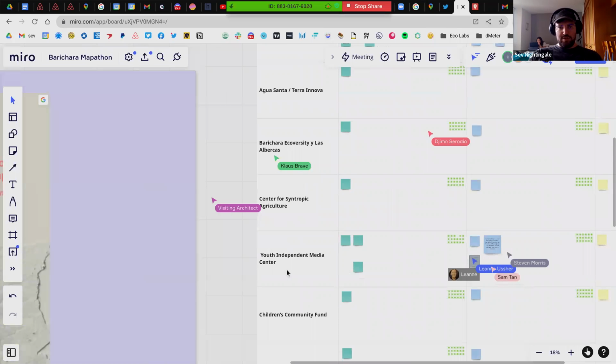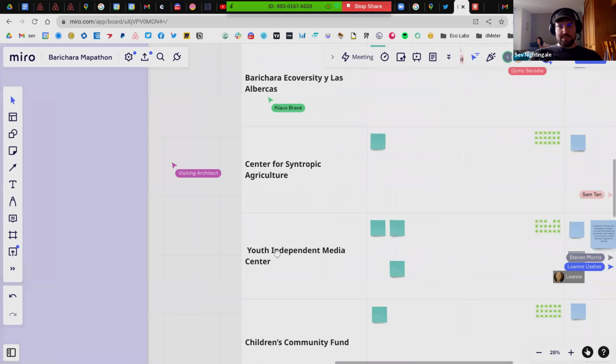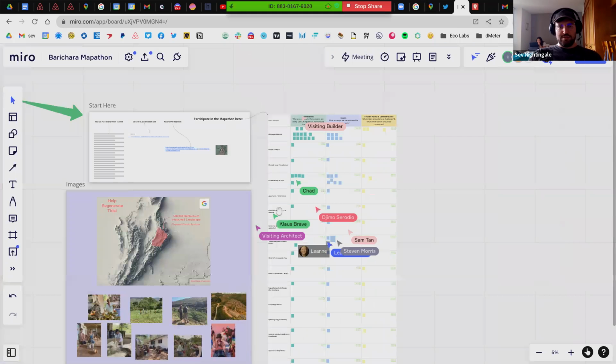This one is going to be Youth Independent Media Center, about midway down.